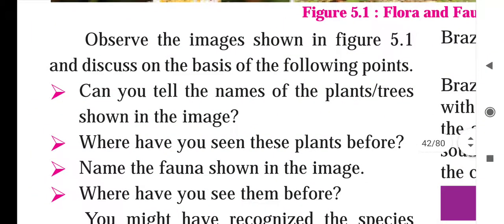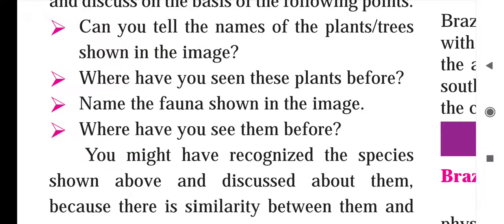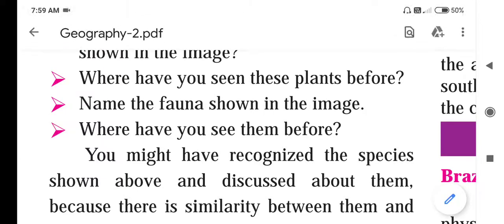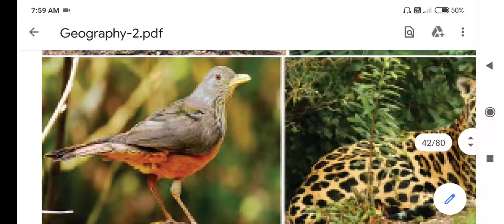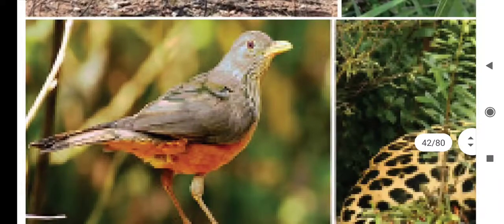So we have to tell the names of the plants and trees shown in the image. Where have you seen these plants before? You might have seen these plants before on television, on the internet, in magazines, textbooks, etc. Okay, name the fauna found in the image. Just now I have told you the name of the bird. So children, flora means plants and fauna means animals.